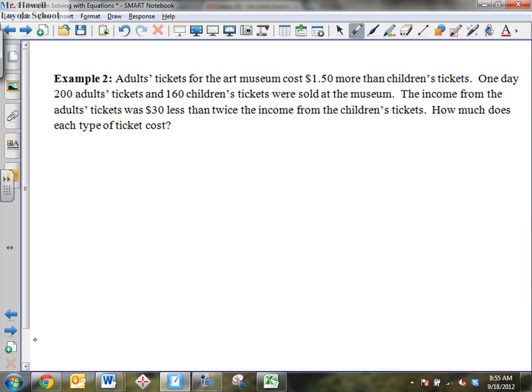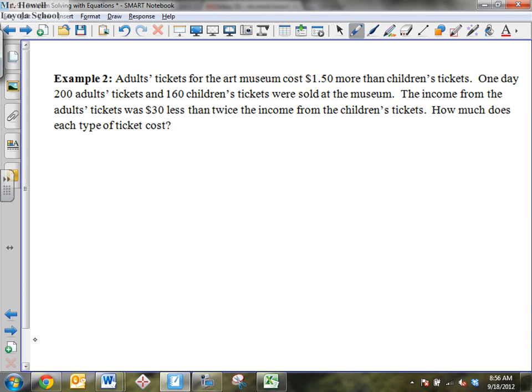But I'll dictate. Adults' tickets for the art museum cost $1.50 more than children's. So right away think, adults cost more than children, which makes sense. Whenever you go to the theater, right, if you're a senior citizen or if you're a child, your ticket is reduced. One day, 200 adult tickets and 160 children's tickets were sold at the museum. The income from the adults' tickets, rather, was 30 less than twice the income from the children's tickets. How much does each type of ticket cost?